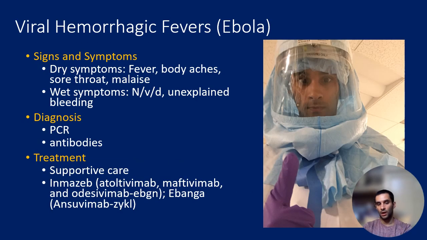But so Ebola in the beginning is going to be non-specific symptoms, just fever, body ache, sore throat, and then later you'll get this nausea, vomiting, and unexplained bleeding, which gives it the name of hemorrhagic fever, is the unexplained bleeding. It can be diagnosed in the hospital in a variety of lab tests, and the treatment is primarily supportive. There are recently some approved medications. These are pretty new. I've listed them here.